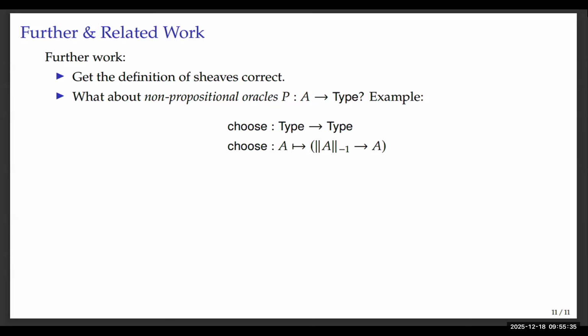An interesting direction to explore would be non-propositional oracles, so oracles which are not just predicates. Here's one that is very relevant. This is also how Lean formalizes choice: you have an oracle, and the way it works is you give it a type A, and you know that A is inhabited, and then you want the oracle to produce an element. So this is going to give you choice, but this is not propositional, so it's going to bring in extra complications.